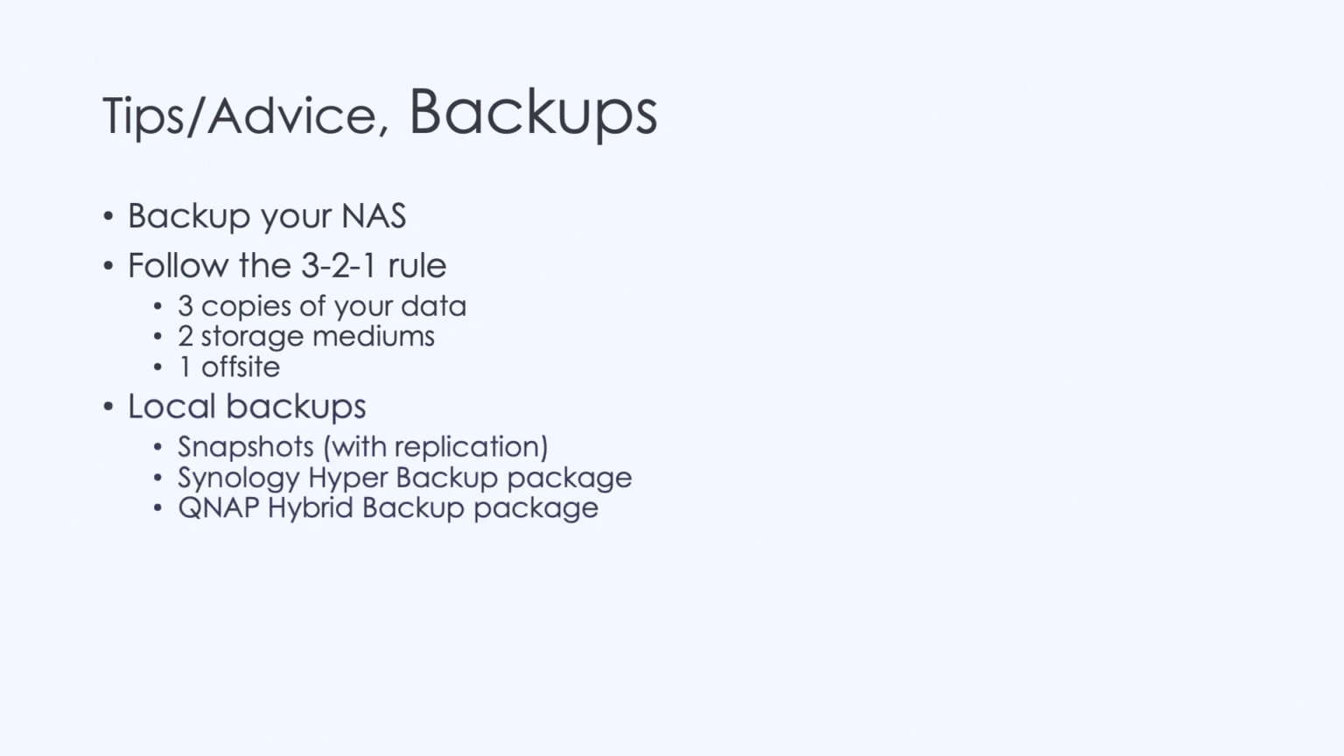For local backups, you can use those snapshot replications to replicate to other NAS devices. And Synology also has a Hyper Backup package, and QNAP has a Hybrid Backup package. Both have support for block level backups. You can back up to another drive that's attached via USB. You can also back up to other NASs. Those are vendor agnostic because you can back up over stuff like SFTP. So I highly recommend having at least one of those set up.